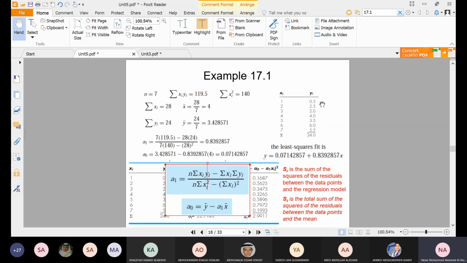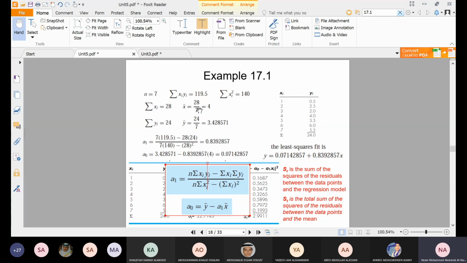If you multiply x by y, here I have, for example, 0.5, 5, 6, 16, like this. You have the multiplications, and then you take the sum at the end. So we need this as the first term, multiplied by n. And the second term, I take the sum of the x's, these points, multiplied by the sum of the y's. The sum of y's here is 24, multiplied by the sum of x's, which is 28.